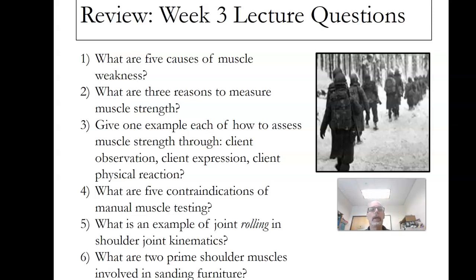What is an example of joint rolling in shoulder joint kinematics? Keeping this simple, think of the humeral head rolling within the glenoid fossa. So, example of joint rolling in shoulder joint kinematics: the humeral head rolling within the glenoid fossa. What are 2 shoulder muscles involved in sanding furniture? We'll stick with the internal and external rotators. Internal, subscapularis; external, infraspinatus, one of the bigger ones. You could argue the deltoid too. Anterior, posterior deltoid, even the middle deltoid involved as well.